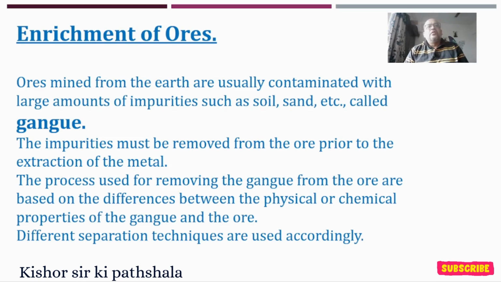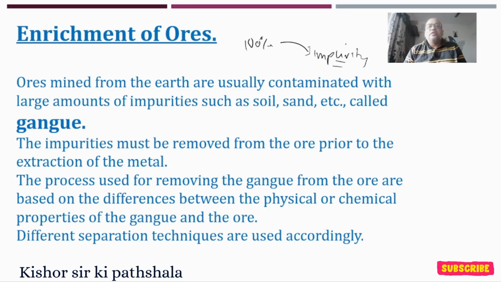So first of all, we require enrichment of the ore. What does that mean? If I have got this ore, for example 100% of this ore, you'll see that a lot of it will be impurity. I need to separate this impurity from the ore, to get the maximum of the metal which I require.